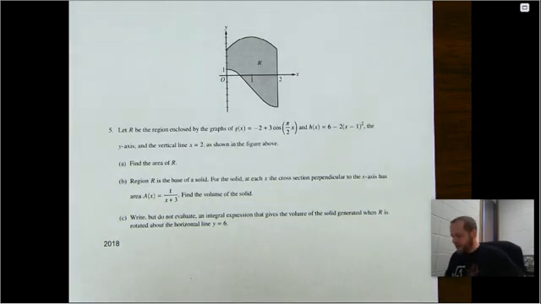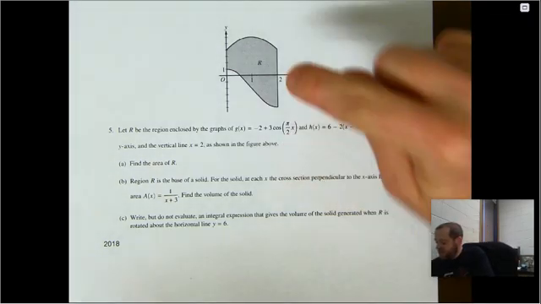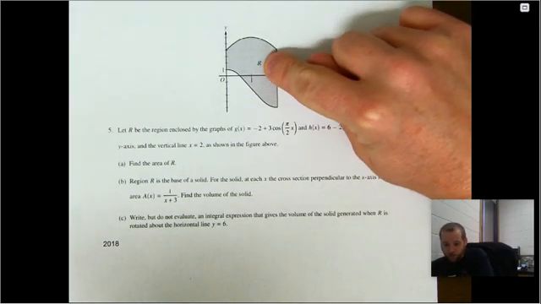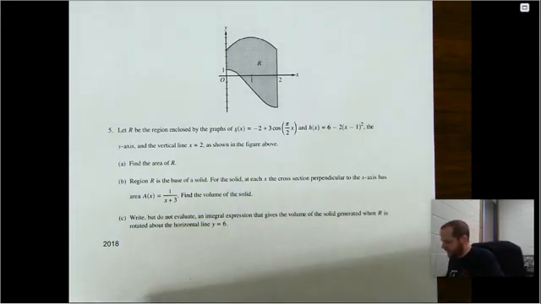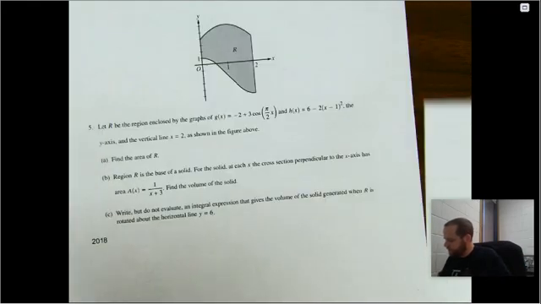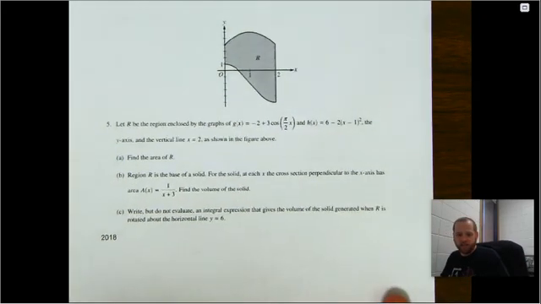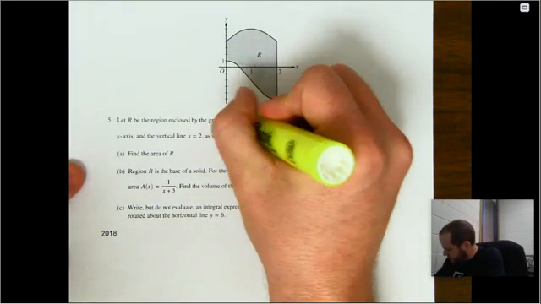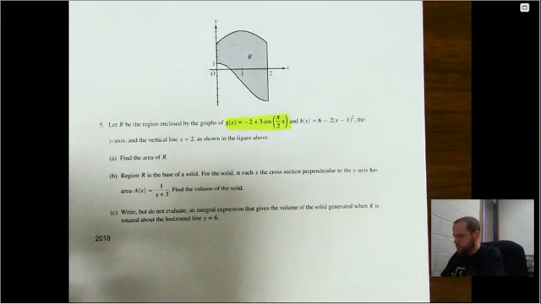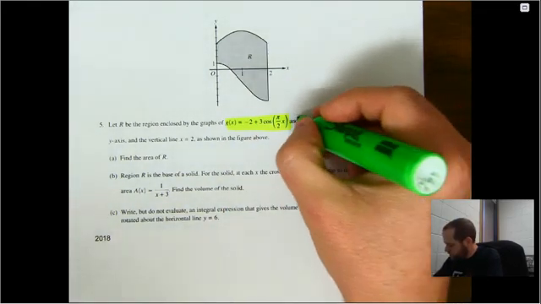So we have a region R. Now, let me give you a quick little hint. If you ever see a shaded region R, it's area volume. It is area volume all day long. Somewhere they're asking area volume, okay? So let's go straight to it, and let's look at the first question. All right, so R is this region enclosed by two graphs. So we have a graph G, and then we have a graph H.